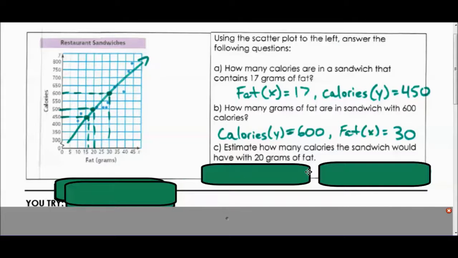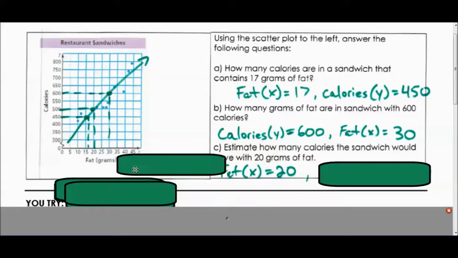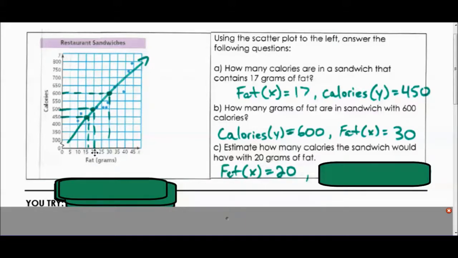Estimate how many calories the sandwich would have with 20 grams of fat. So again, we're looking at the x-coordinate now. We're looking directly at 20, and that lines up with 500 as a y-coordinate, and that's the number of calories.